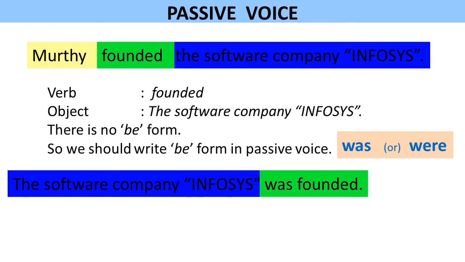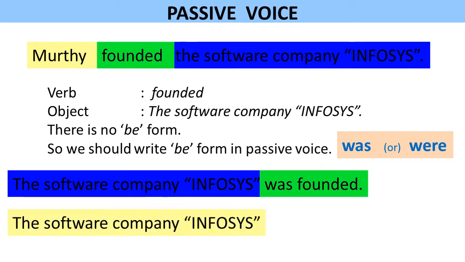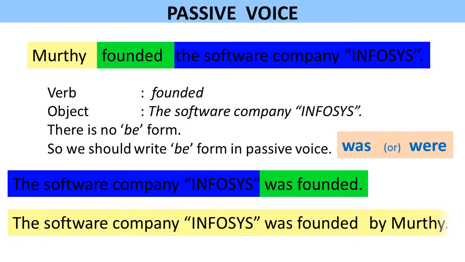And the verb changed like this. The total sentence: The software company Infosys was founded by Murthy. Here I am giving you two sentences. Actually, there is no need of writing the subject in the object list, but sometimes in the examination it will be asked. So we are learning two things.